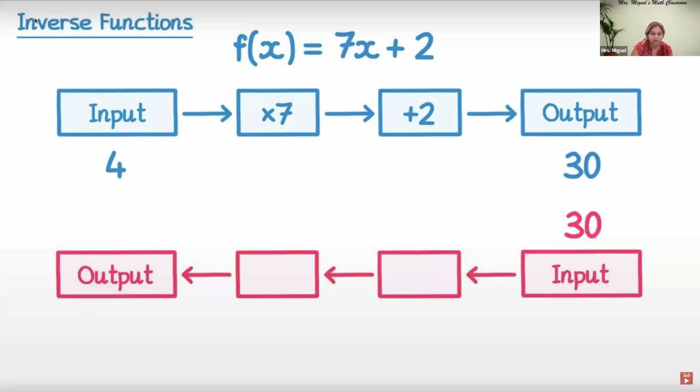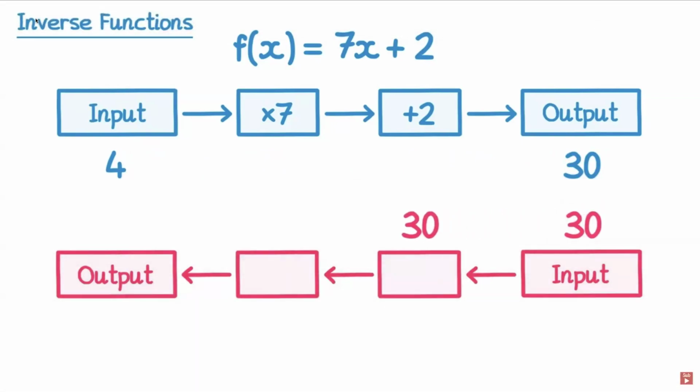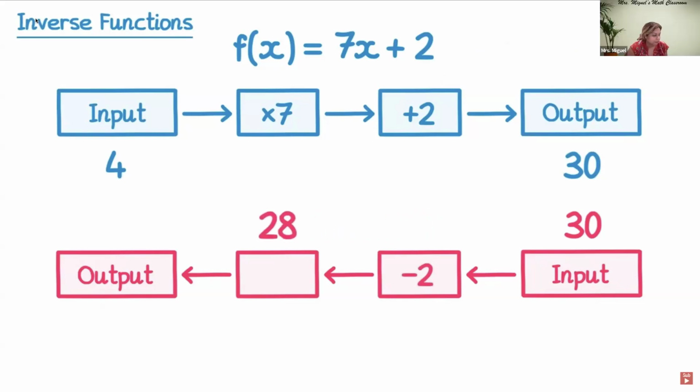So what we do is we go backwards through this function, and every time we get to an operation, we just do the inverse. So we had plus 2 in this box. The inverse of that is subtract 2. So 30 take away 2 is 28. And then we move on to the next box. This one was multiplied by 7, so the inverse of that is divide by 7. And 28 divided by 7 is 4. And you can see we end up with the output of 4, which was the input of the original function.